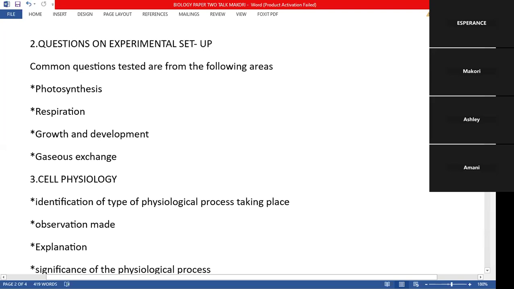Growth and development, also for these ones, we are supposed to indicate whether the germination process occurs or does not occur, because we can note that germination has occurred if there is sprouting or the formation of the plumule and the radicle, or the formation of the shoots and the roots, based on the conditions that have been given there. So observations should be clearly indicated.